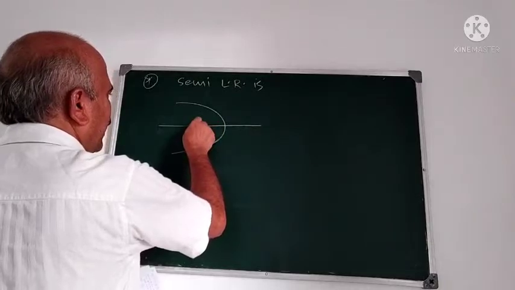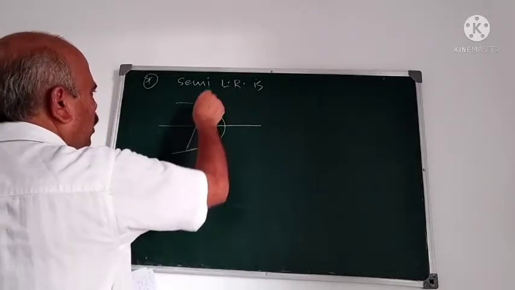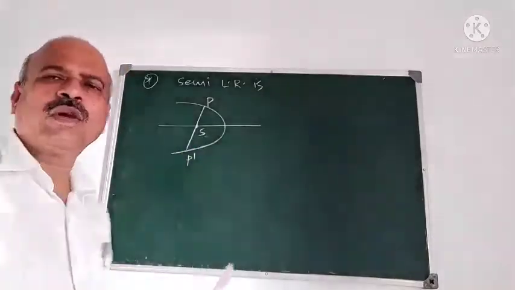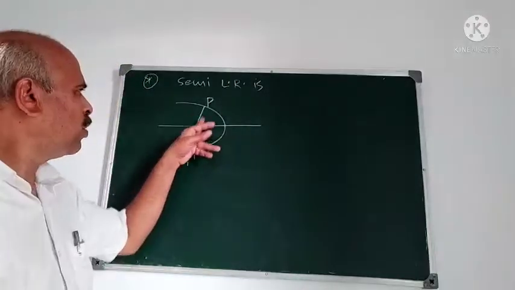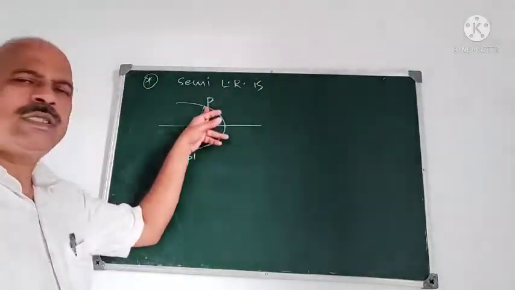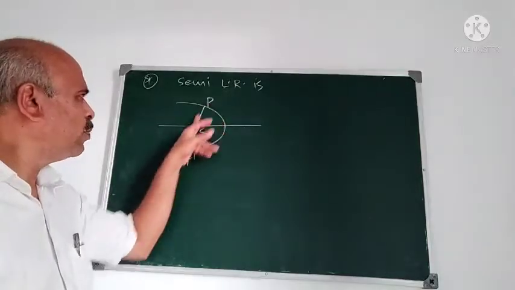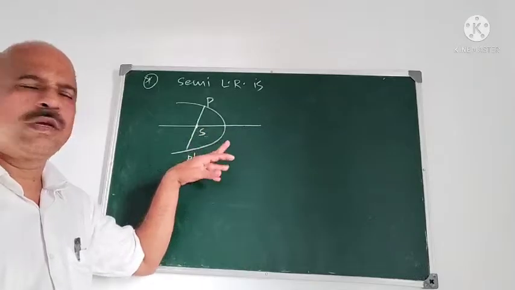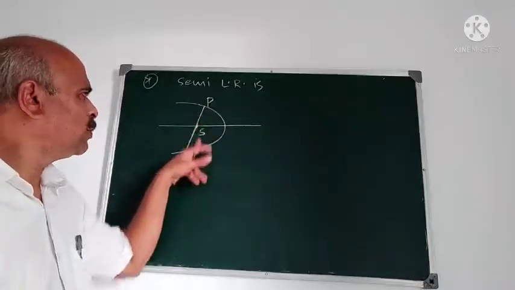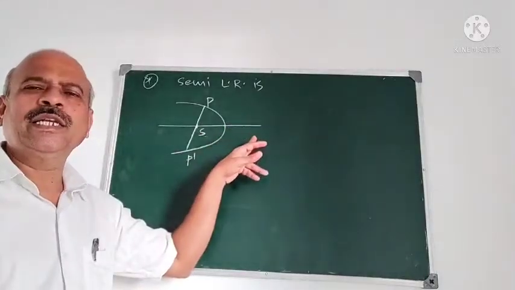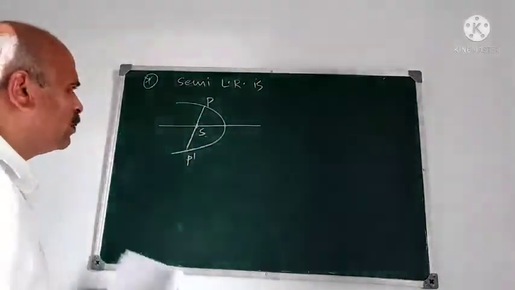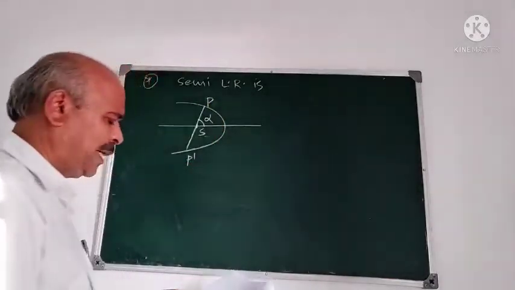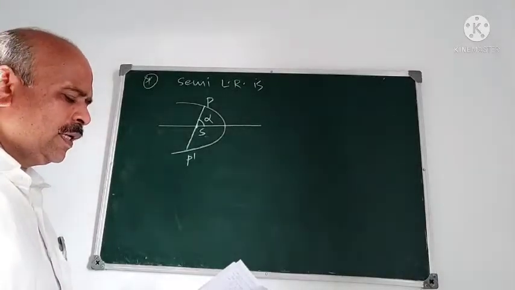For that, I take S as the focus. Suppose PS, P dash is a focal chord. What do you mean by focal chord? A focal chord is any chord passing through the focus. A chord is a line joining any two points on a curve. If it passes through the focus, it is called a focal chord. And if that focal chord is perpendicular to the axis, then it is called the latus rectum. But here PS, P dash is not the latus rectum. It is a focal chord. Let alpha be the vectorial angle of SP.